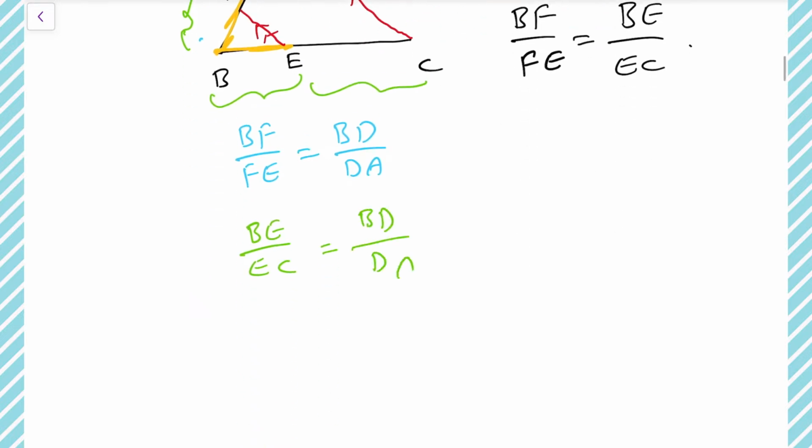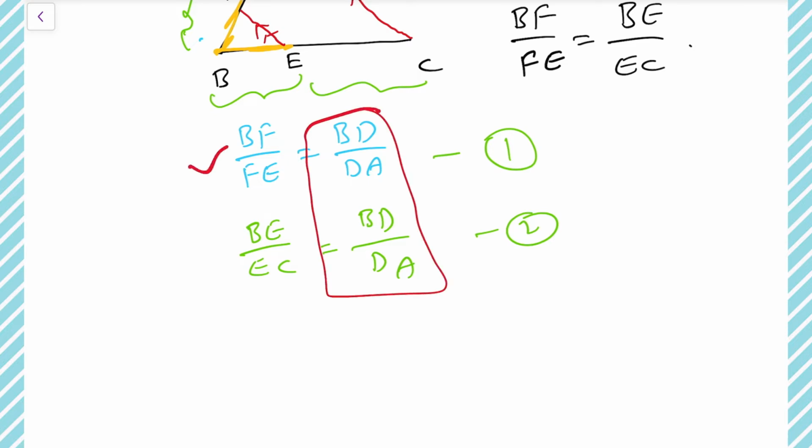BD by DA. Now if we observe these two equations, the first one and the second one, in these two we get something common, that is BD by DA. So obviously the left side parts are also equal to each other, that is BF by FE equals BE by EC, hence proved.